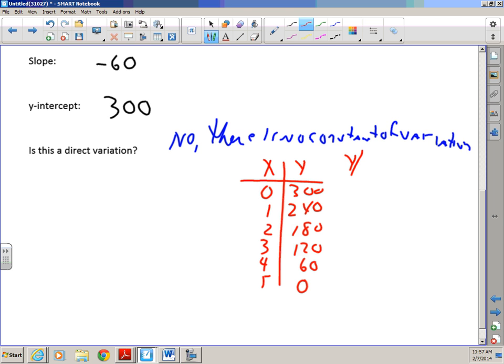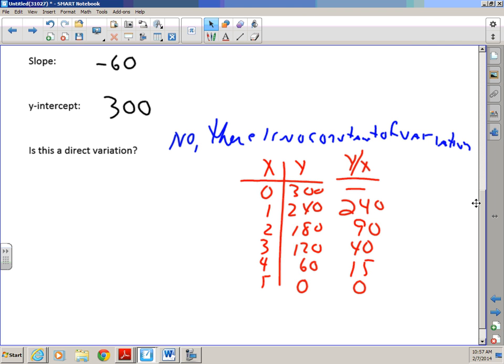If I did y divided by x, this doesn't work. That's 240. That's 90. That's 40. That's 15. And that's 0. This is not a constant. That last column is not a constant. Okay? So that's the reason why that last example is not a direct variation.